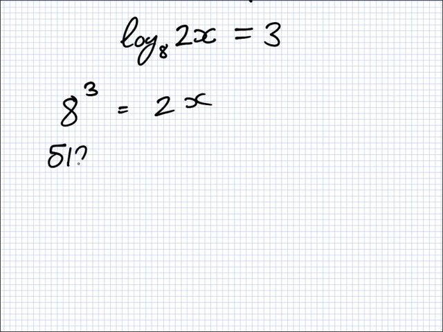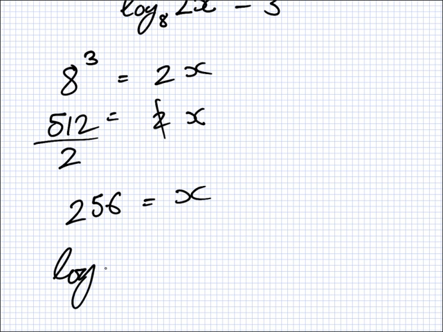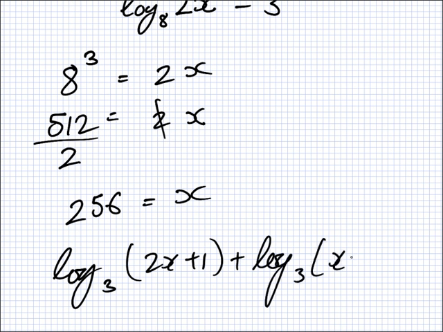512 equals 2x. So then x is 512 over 2, which is 256. Okay. Right, there's one left in this one. Log base 3 of bracket 2x plus 1 plus log base 3 of bracket x minus 3 equals 2.